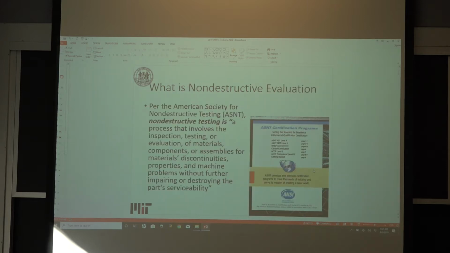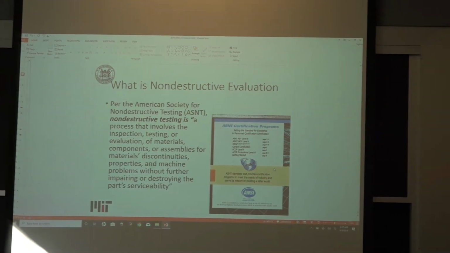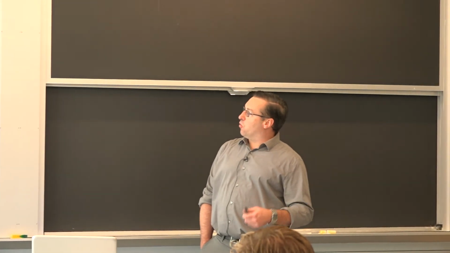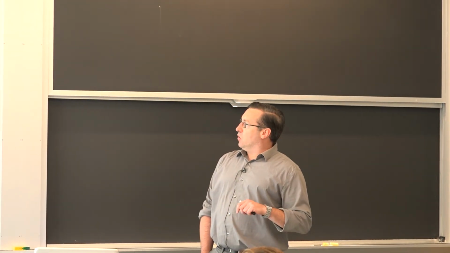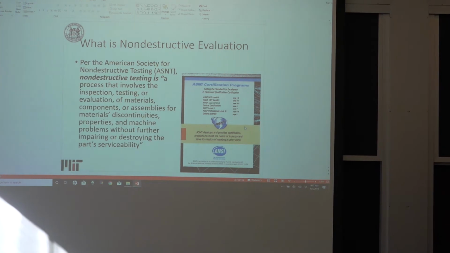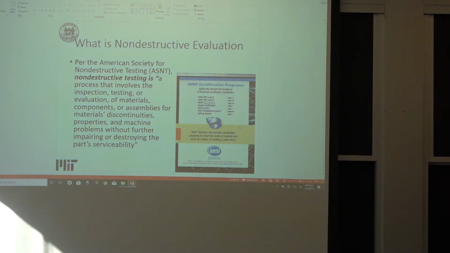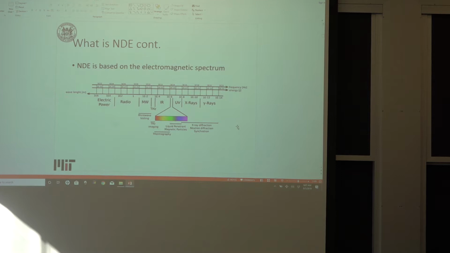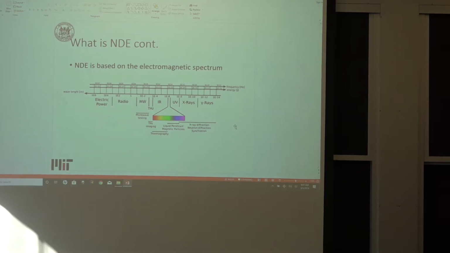The first thing is, for people who haven't been in industry and worked on engineering sites before, what is non-destructive evaluation? In the US, the certifying agency is called the American Society for Nondestructive Testing, ASNT. They define non-destructive testing as a process that involves inspection, testing, or evaluation of materials, components, or assemblies for materials discontinuities, properties, and machining problems without further impairing or destroying the part's serviceability. So it's kind of a long-winded definition. In the simplest form, NDE is the interaction of a component with some form of energy.